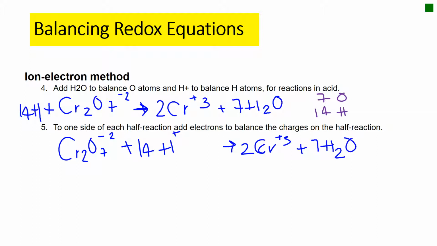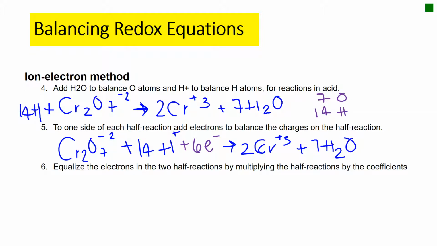you're going to have 6 positive charges on the right. So to balance that out, you're going to have to add 6 electrons to have an equal amount of positive charges, so it's going to be 6 and 6.